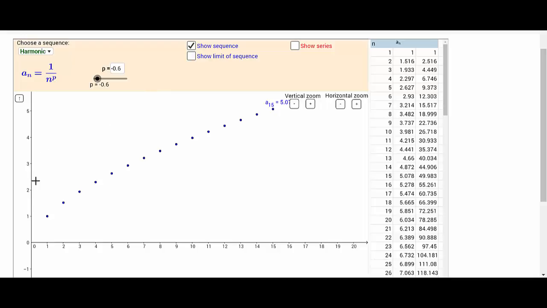But again, a sequence is just dots. Those are discrete terms, so it's not like a function where it's continuous everywhere. Like that. It's not a continuous function, it's discontinuous. Okay, so that's the idea.